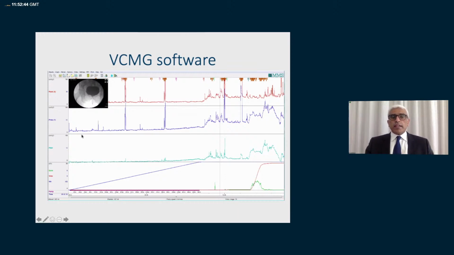On the other hand, in neurogenic patients, as you start filling the patient up and you can see the reflux going up, you can know exactly where it's happening.